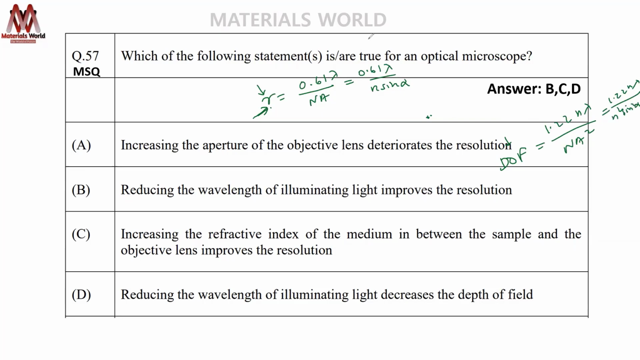Now let's see the options. You can easily answer it. You will get the answer. What is that? Increasing the aperture, the resolution deteriorates. That's wrong. If you increase this, R will become lower and lower, that means the resolution will become better. This is not the answer.